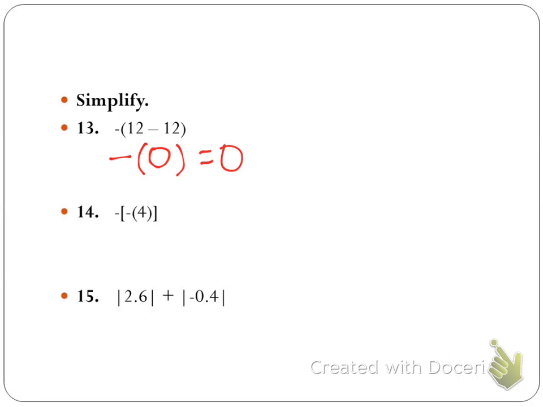All right, we've got multiple grouping symbols on 14. So we start on the inside, and then we work our way out. We've got a 4 in there. We're taking the opposite of that. So I'm going to leave all that other stuff alone and just focus on taking the opposite of 4.